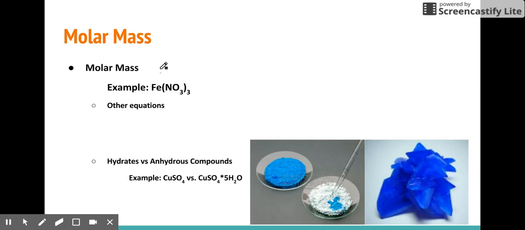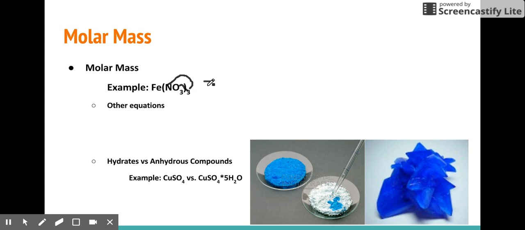So I would take 55.85 times how many of those iron atoms we have, which is just 1. If I look at the nitrate compound here, you see that there's a 3 subscript outside the parentheses. What that means is that 3 is distributed to the nitrogen and also to the oxygen. So I have a total of 3 times 1, 3 nitrogens here, and a total of 3 times 3, 9 oxygens here.